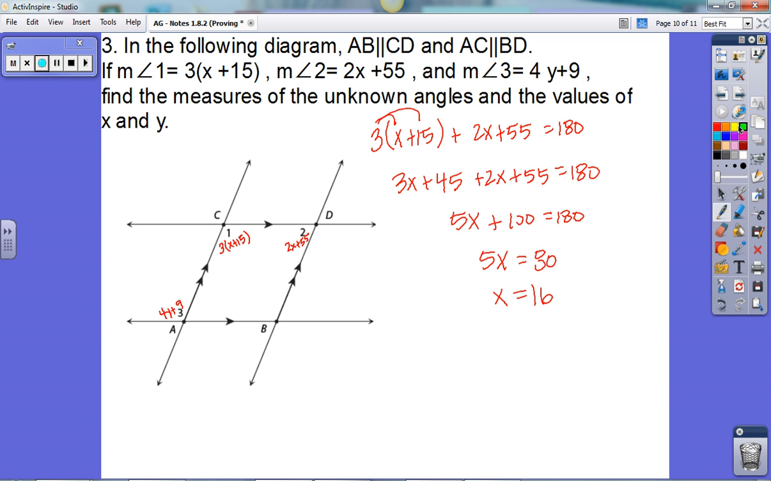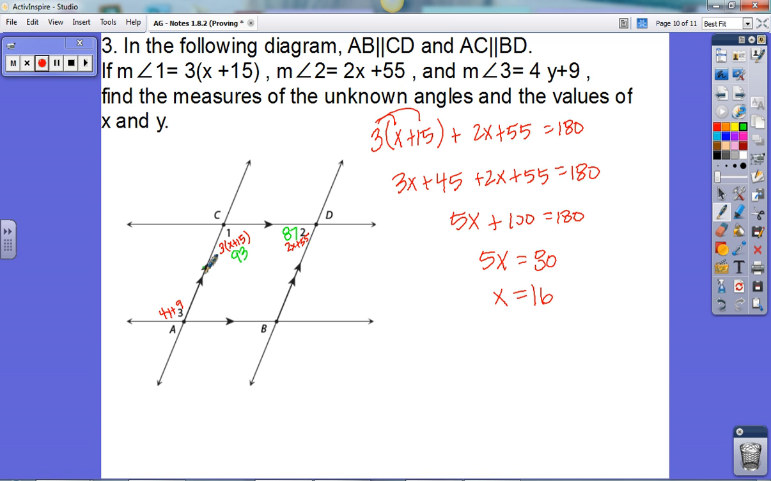When I plug in 16, 16 plus 15 is 31. 31 times 3 is 93, so this angle is 93. And if I take 180 and subtract 93 from it, then this angle has to be 87. Now I could take that 16 and plug it in, but I should get 87.